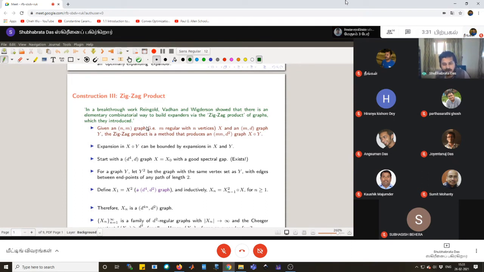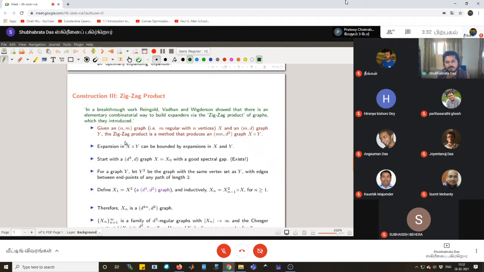You start with, say, one graph which is of a certain type, a suitable one. You choose a suitable one, and then you keep composing the graph with itself in a particular way that they call zigzagging. And what you construct is a family of regular graphs which has enough expansion.